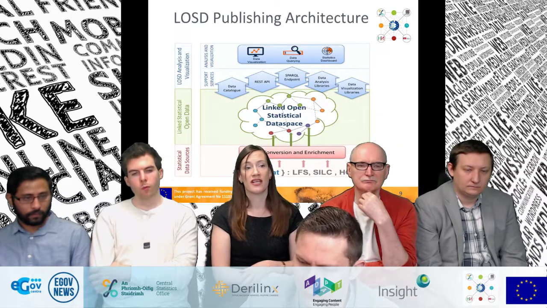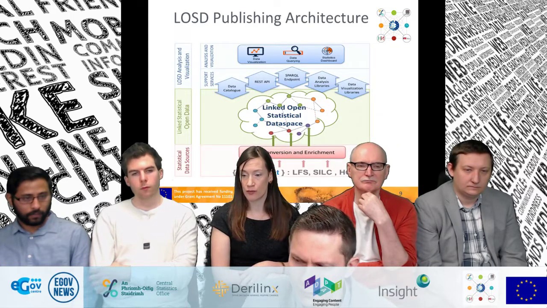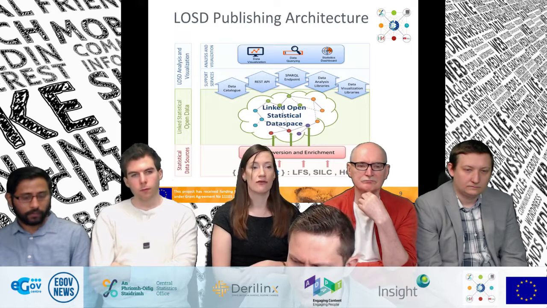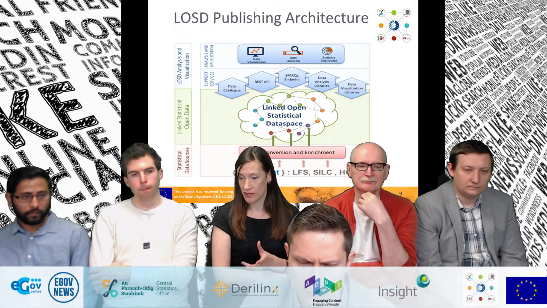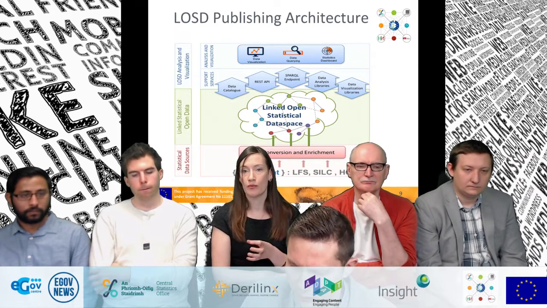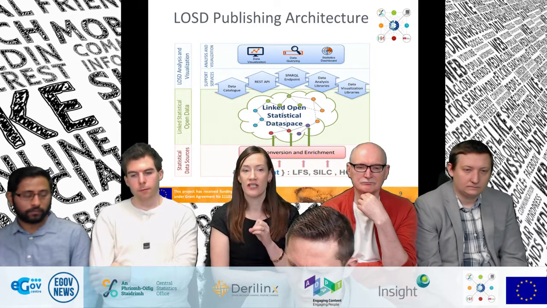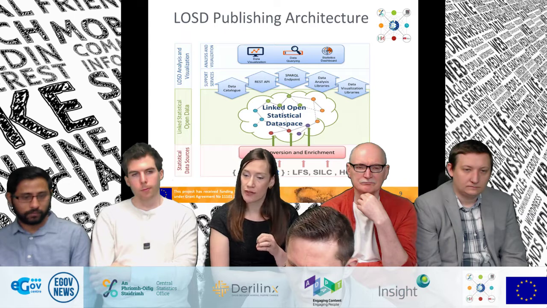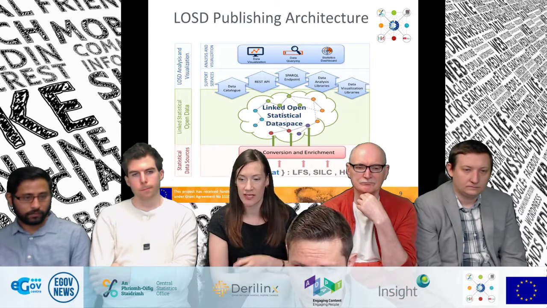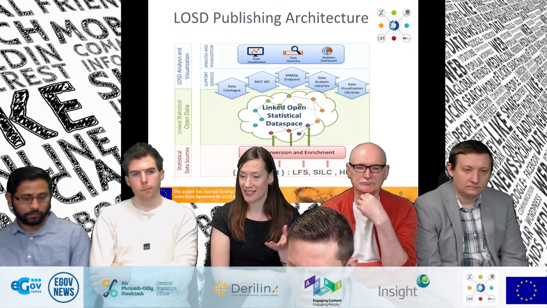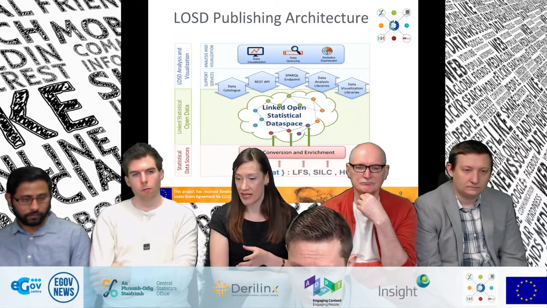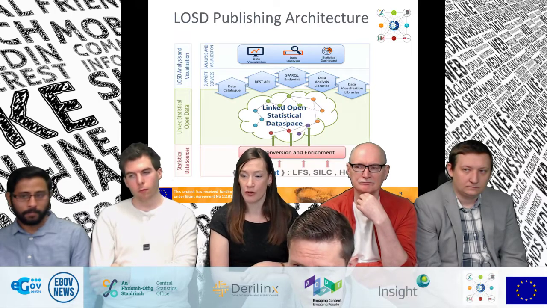So for our project, the publishing architecture that we started off with was, first of all, the different data sources that we were working with. In this project, we focused on statistical data, and we honed in on certain formats that we could easily use within the pipeline. That was JSON-stat and also CSV. So they were the formats that we were using.